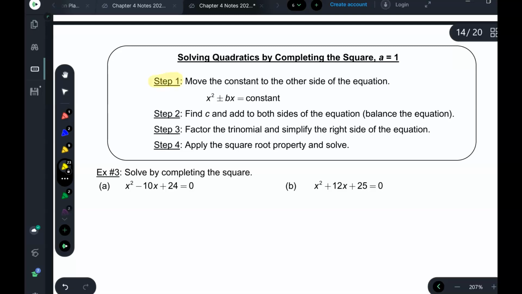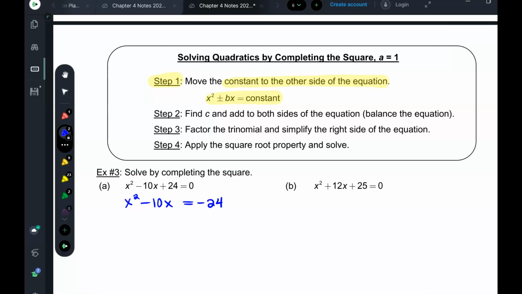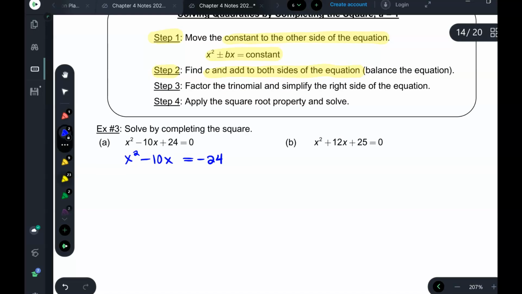Okay, step one. First, we're going to move the constant to the other side of the equation. Oh, so you don't want us to factor it? No. We're solving by, what are the directions? Solving by completing the square. Okay, a equals 1. Step 2, find c and add it to both sides of the equation. Okay. c is 24.